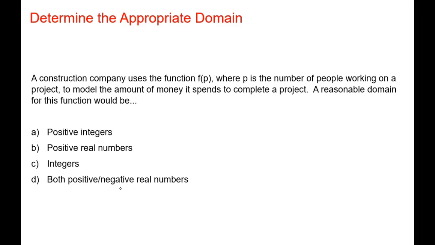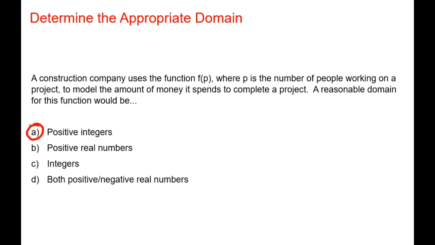Now we narrow it down to A or C, positive integers or integers. You're also not going to have a negative number of people working on a project. You could technically have 0 people working on a project on a given day, though nothing's going to get done, or 1, 2, 3, 4, 5 people working on a project, and so on. So the most appropriate domain for this case would be positive integers.